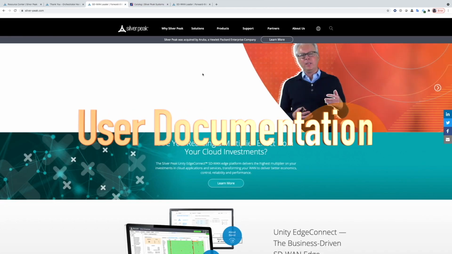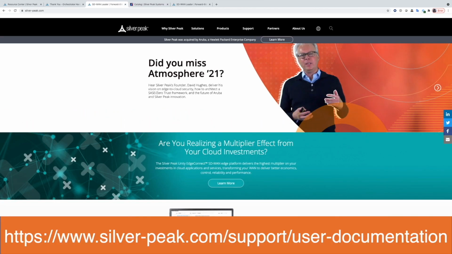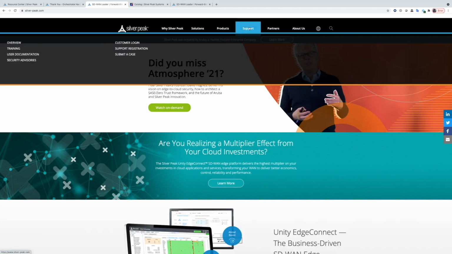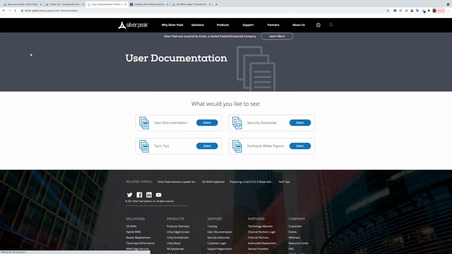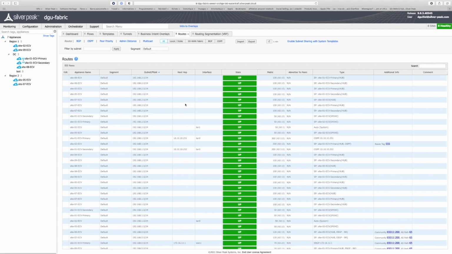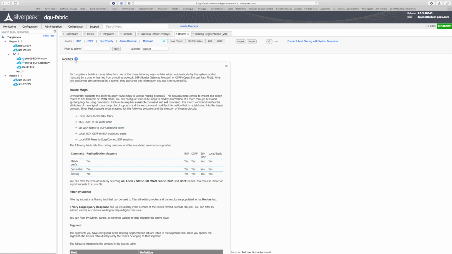You can also have a look at the user documentation. This documentation is available in the Silver Peak website, located in the support section. In the user documentation, you will find information about how to configure the features and also technical information and technical specifications for the virtual environments. If you have a doubt when you configure the system, we provide an inline help button. This is this question mark. It will explain everything about what needs to be configured.